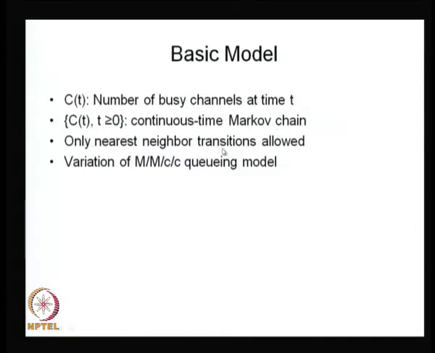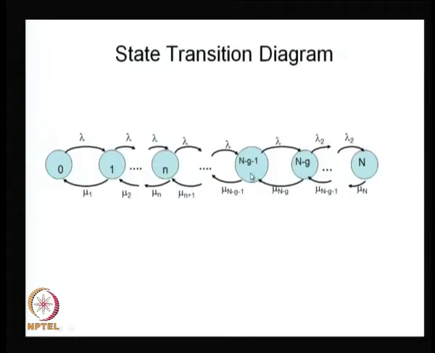Only nearest neighbor transitions are allowed. Therefore, this is not only a continuous time Markov chain, as a special case of continuous time Markov chain, that is a birth death process also. So, it is a variation of the M/M/c/c queuing model with the rates being different. That means the birth rates are lambda till n minus g minus 1, n minus g. After that the birth rates are lambda 2.